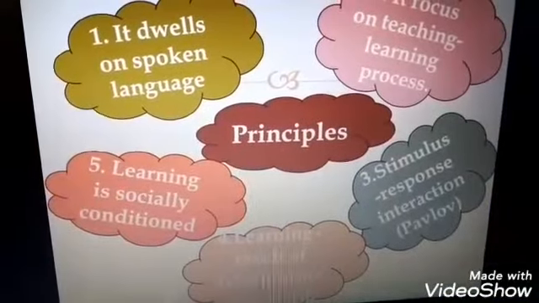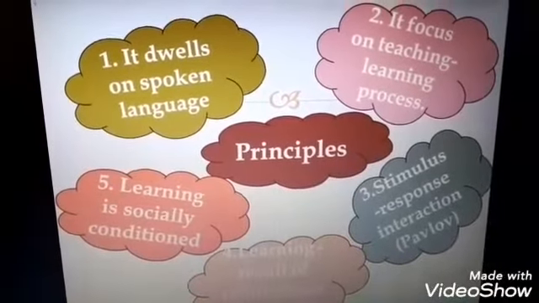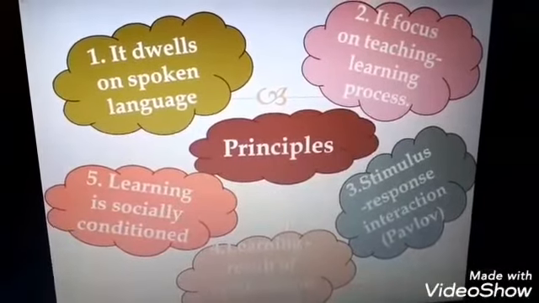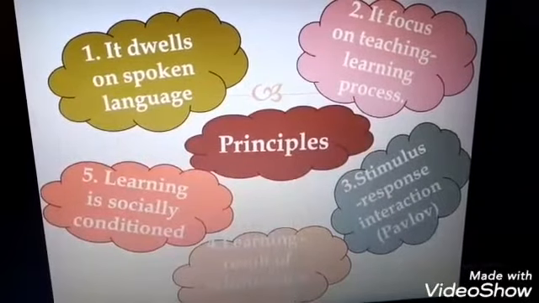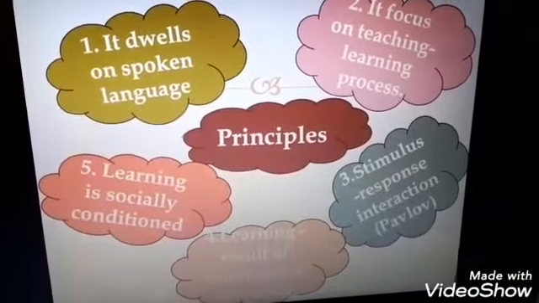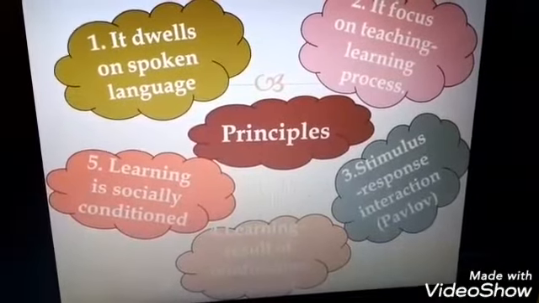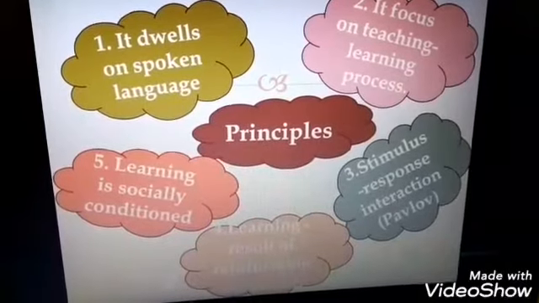In this theory, we have 5 main principles. The first, it deals with spoken language. 2. It focuses on the teaching-learning process. 3. Stimulus-response interaction developed by Pavlov. 4. Learning is a result of reinforcement and reward. 5. Learning is socially conditioned.